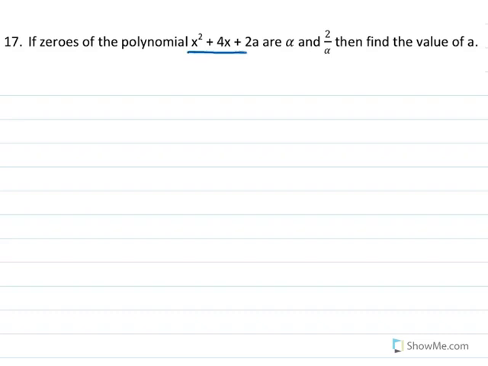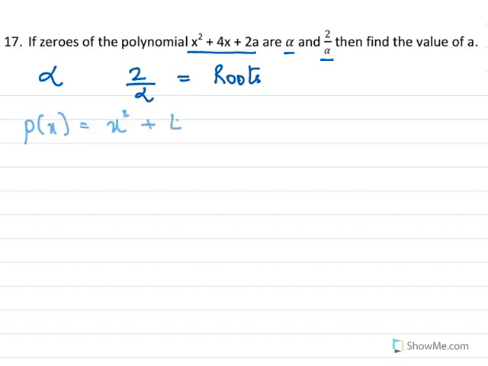If the zeros of this polynomial are alpha and 2 by alpha, then find the value of a. So we have two zeros here. One is alpha, another one is 2 over alpha. So here we call these the roots or the zeros. The polynomial is given as x square plus 4x plus a.